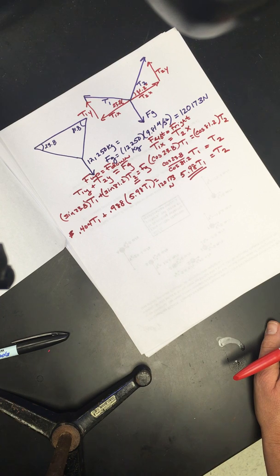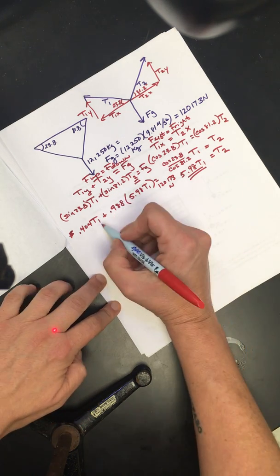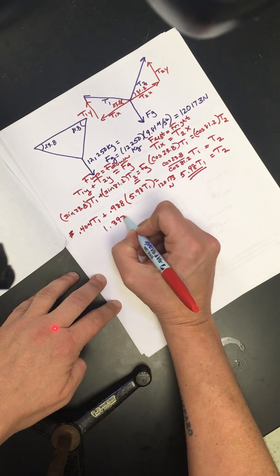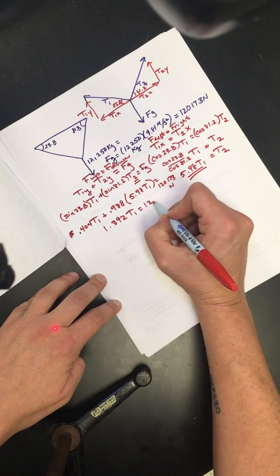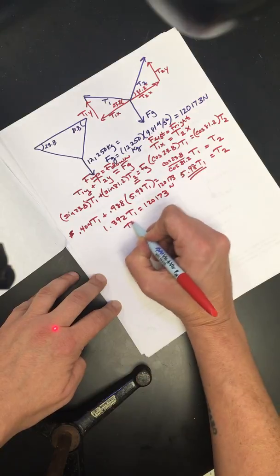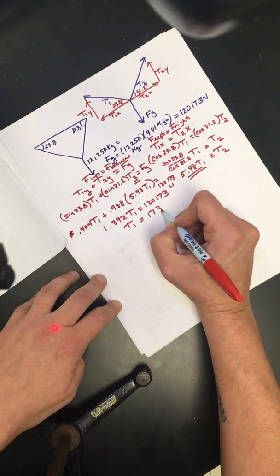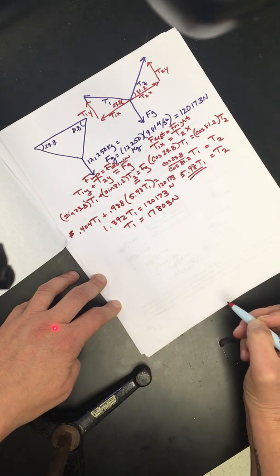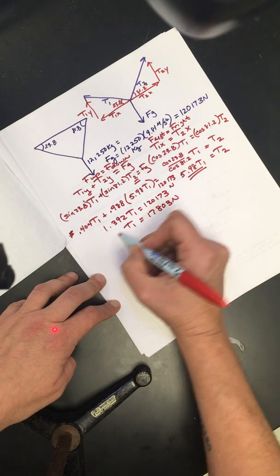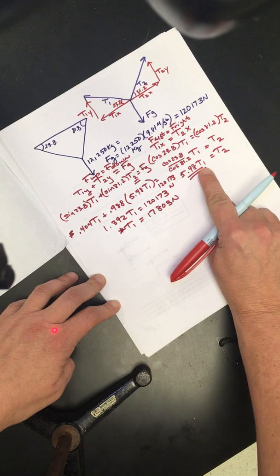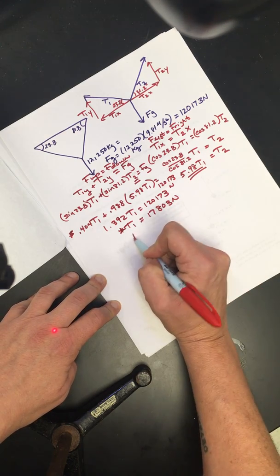I can't help myself. So, all right, let me add up the decimals, and I get 1.392 T1 equals 120,173. T1 equals 17,803 newtons. And at this point, I can substitute T1 right there and figure out T2.